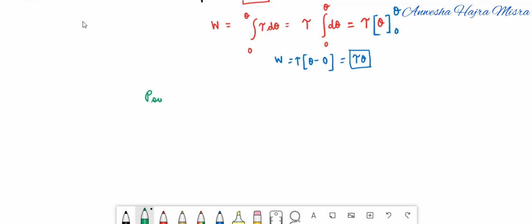My power is work by time. It is the rate of doing work. So this can be written as torque d theta dt, because from here dW is torque into d theta. Now d theta dt is nothing but omega. So power can be written as torque into omega.